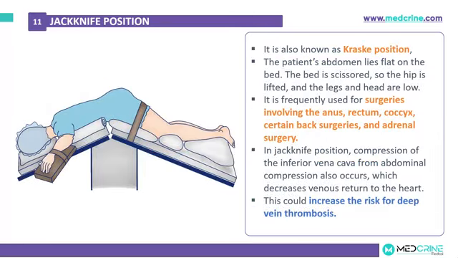Then we have the jackknife position. A jackknife position is also known as Kraske position. The patient's abdomen lies flat on the bed and the bed is scissored so that the hip is lifted and the legs and head are low. It is frequently used for surgeries that involve the anus, rectum, coccyx, and certain back surgeries and adrenal surgeries. In jackknife position, compression of the inferior vena cava from the abdominal compression also occurs, which decreases venous return to the heart. This could increase the risk of deep venous thrombosis in these patients.